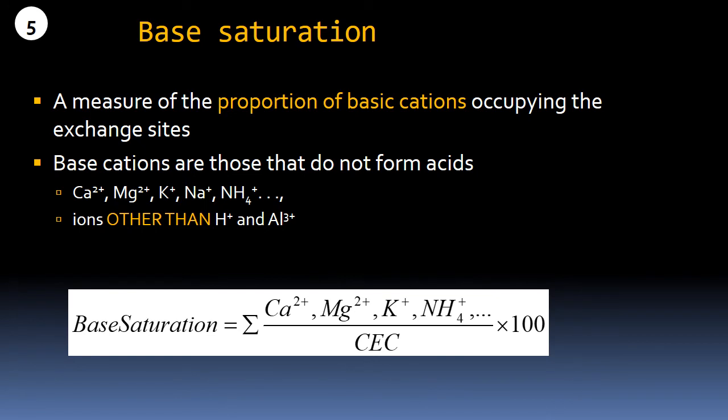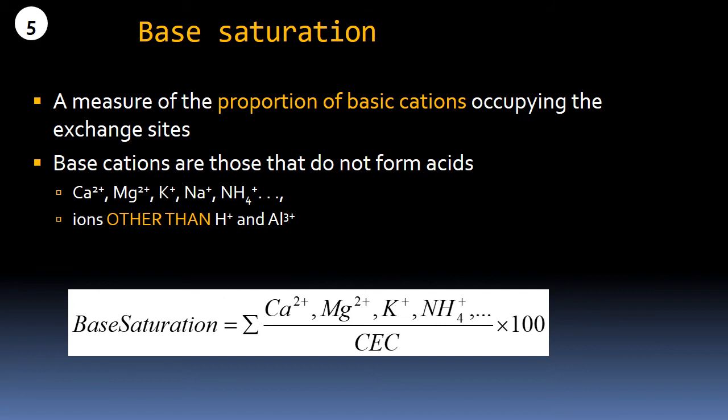The concept of CEC, however, can also be used to calculate base saturation. Now, what is base saturation? Since we know that some of the cations are basic cations, they are alkaline, we can determine their percentage in the soil, and this is called base saturation, which is basically the proportion of the basic cations occupying the exchange site.